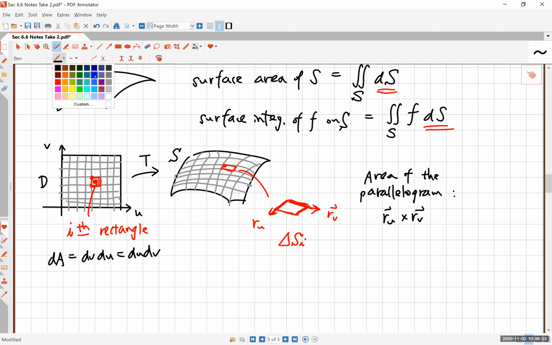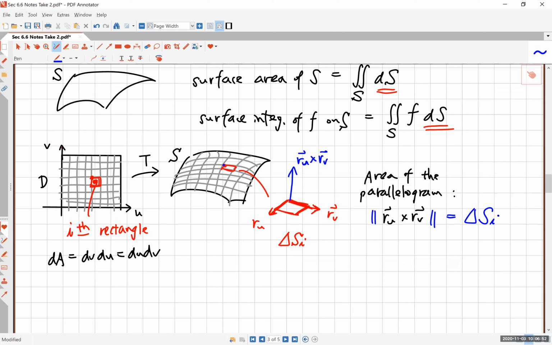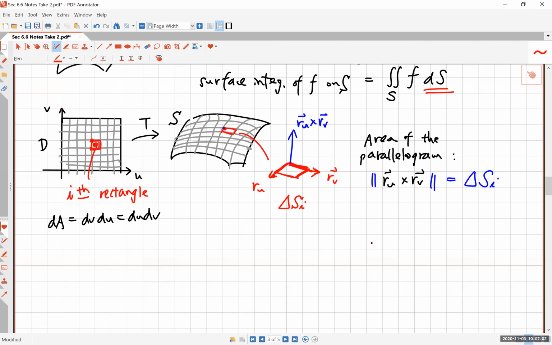The cross product, by the way, will be perpendicular to the tangent plane, the plane tangent to S at this particular point. And the magnitude of the cross product, this is what we learned in chapter 2, is exactly the area of the parallelogram where r_u and r_v are adjacent sides. So this turns out to be the key here. This is delta S_i, the area of the ith piece. And of course, what we do is we sum this up for all the small rectangular regions, and then we define the limit, and that becomes your surface integral.